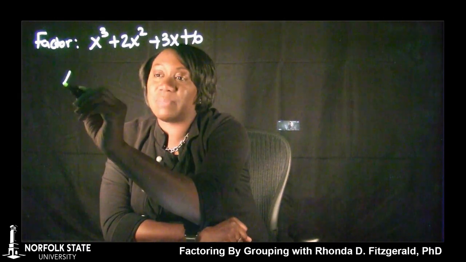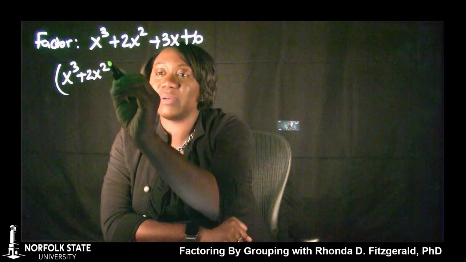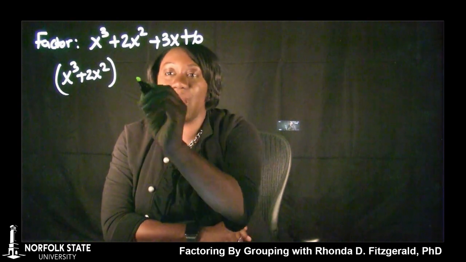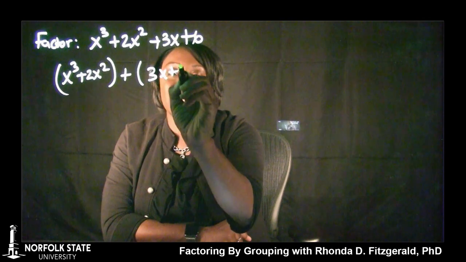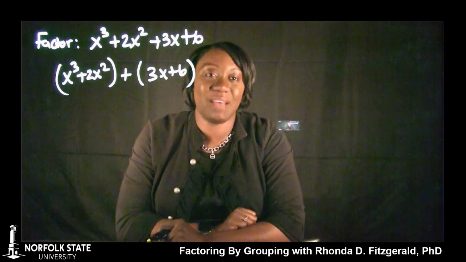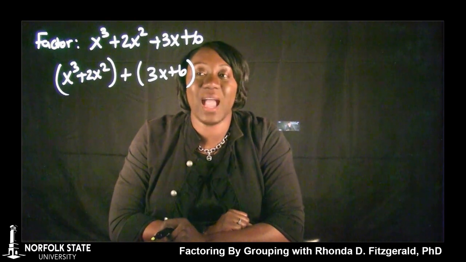And since the middle sign is a positive, I'm just going to simply go ahead and group things. So I'm going to have x cubed plus 2x squared, and I'm going to group those together because they have something in common. Then plus 3x plus 6, and group those because they have something in common as well. Now let's go ahead and remove the common factors.